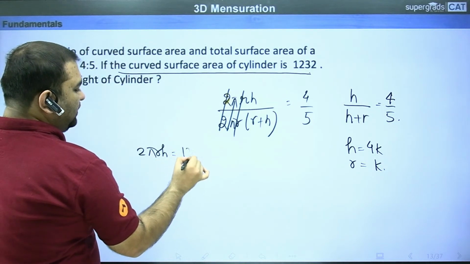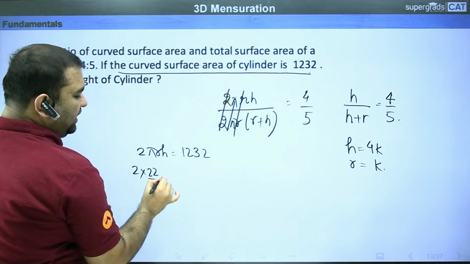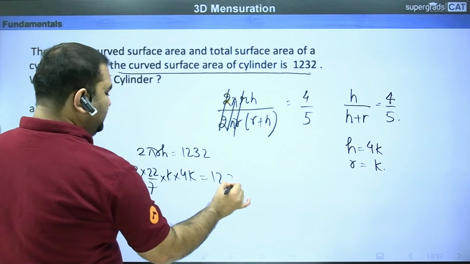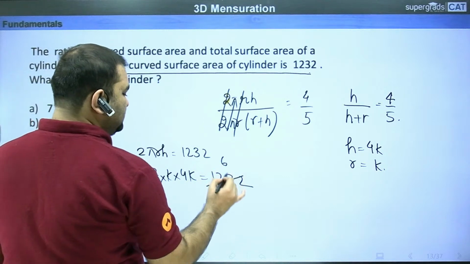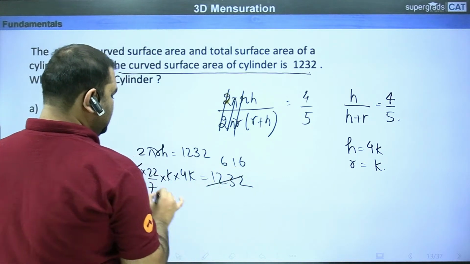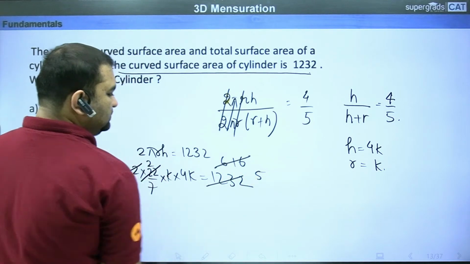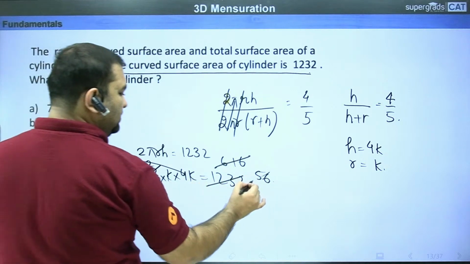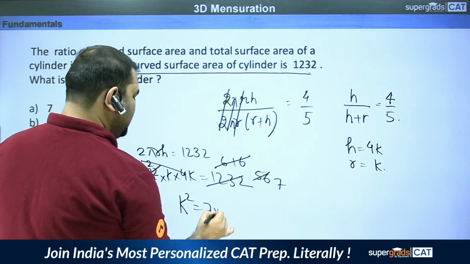Exact value of curved surface area is given. So 2π, what is r? k, what is h? 4k is... So k square is equal to 7 cross 7. K is 7.